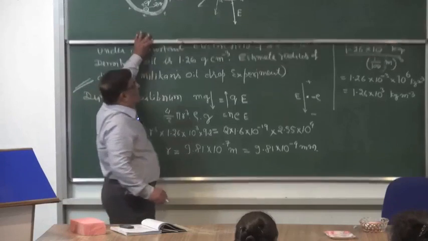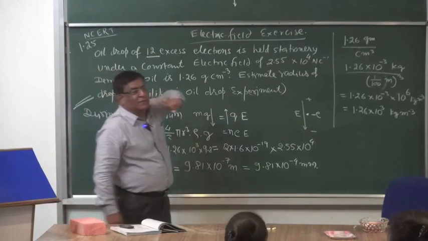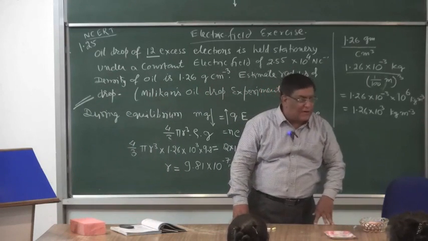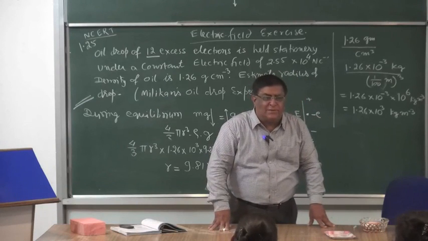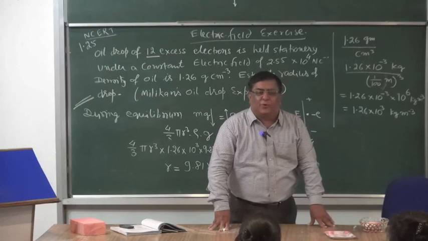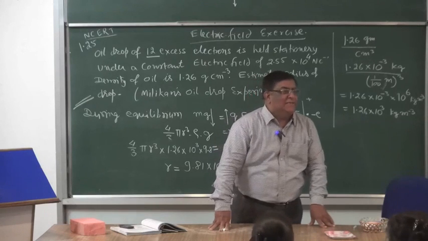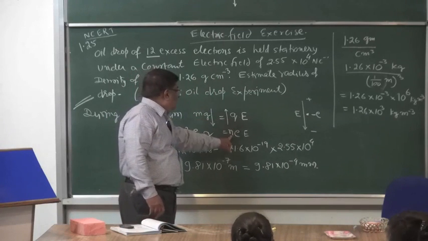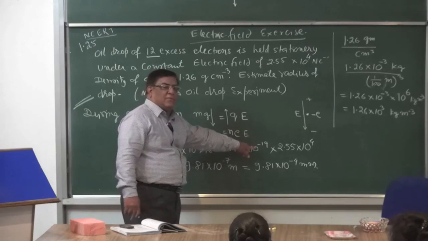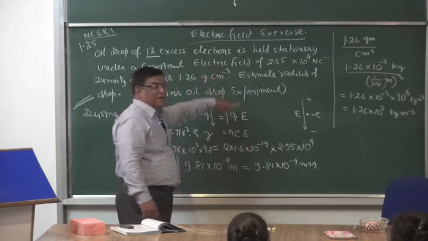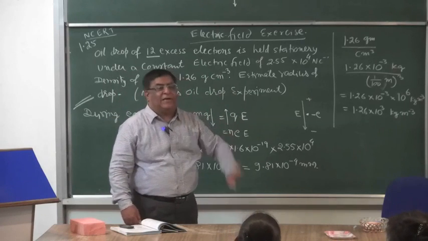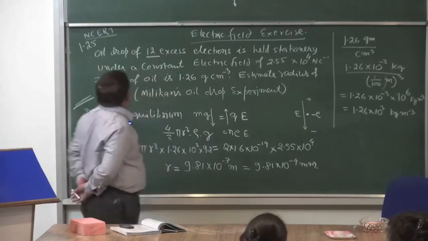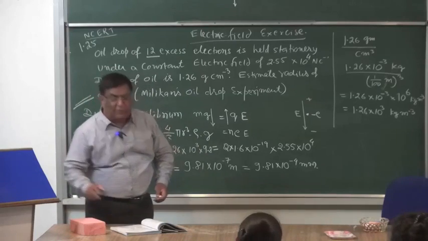So what we have learned basically is that the force of the electric field upward is equal to mg downward. This is how we will start. Where do we incorporate the radius? In the mass, that is 4/3 pi r cube multiplied by density. That is the mass. And we know the value of Q. Q is equal to Ne, 12 particles of e. The electric field is given here, and then we will make everything in the SI system. Then only we can do the multiplications.